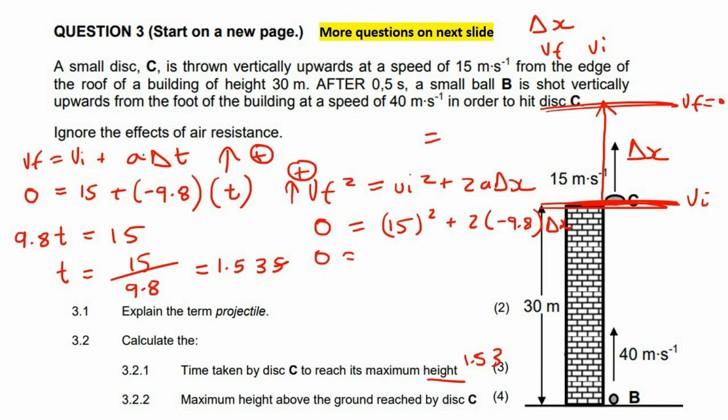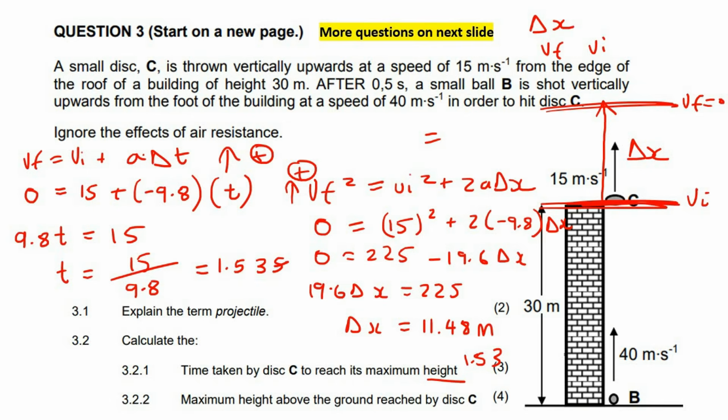So, let's go to our calculation. 0 is equal to 225, and then negative 19.6 x. Now, if you take the 19.6 over to the other side, and you had to get this by itself, you would say 225 divided by 19.6. And if we round to 2 decimal places, that would be 11.48 meters. But that is just this distance over here.